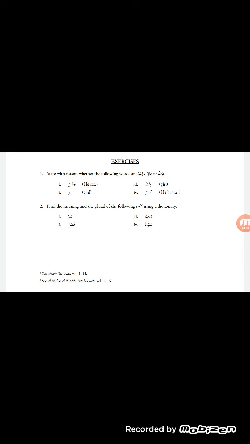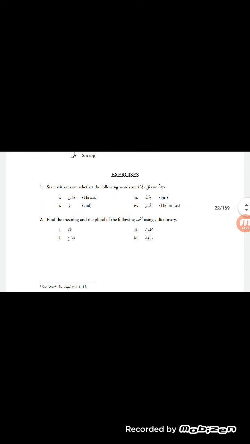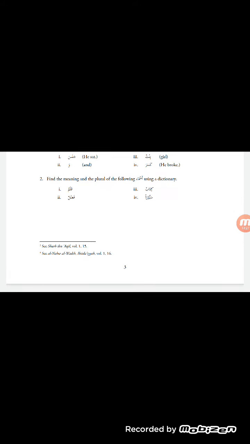Wa, and, this is a harf. And if I say and, will you understand what I am saying? No. And what? So I need to add an ism or a verb before or after. A verb before and an ism after. Then the meaning will become clear. Bintun, girl. This is an ism, a name. A name of someone. Ism can be a name of a person, name of a place, name of a town, city.